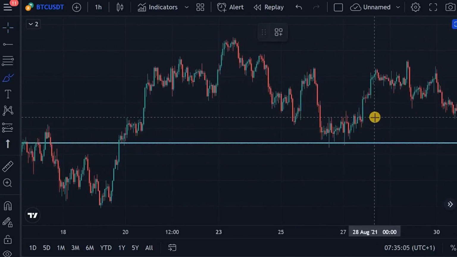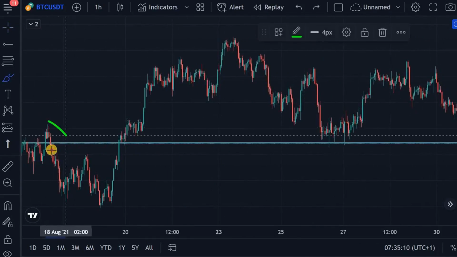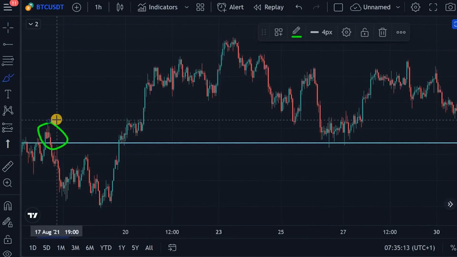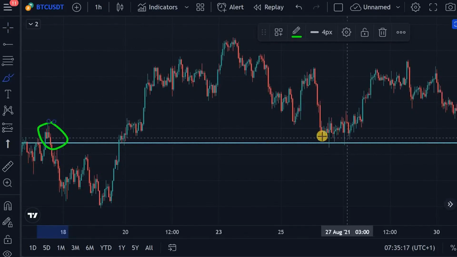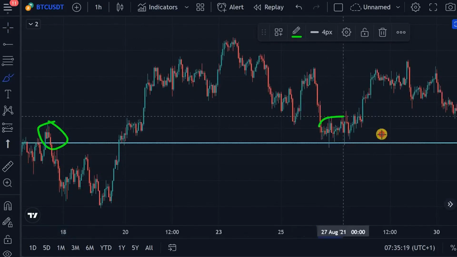Can you see exactly what I am talking about? Right here was a potential resistance in the price chart, and when the price broke above this resistance, you can see that this line tends to act as support.